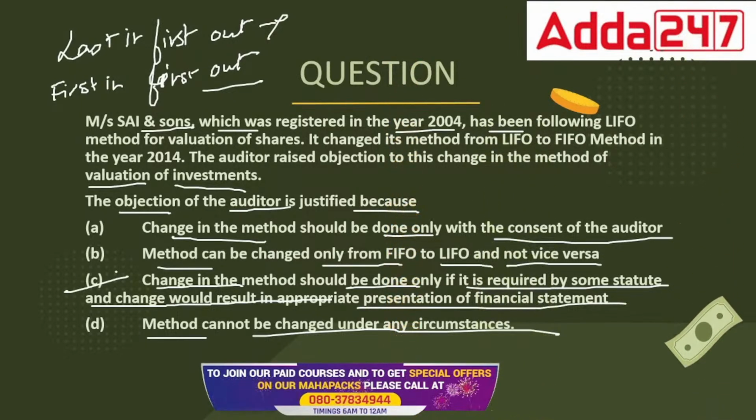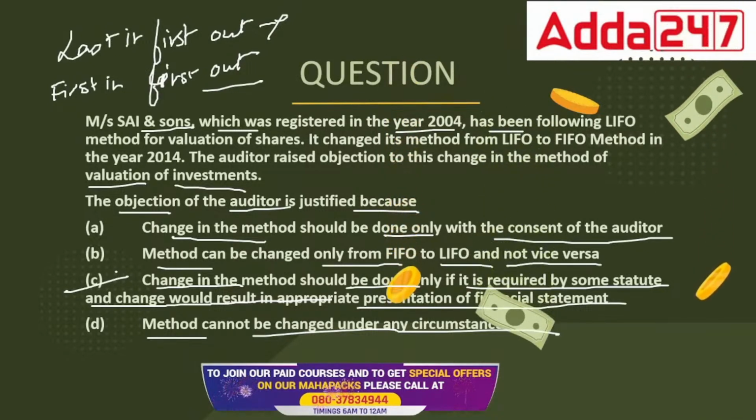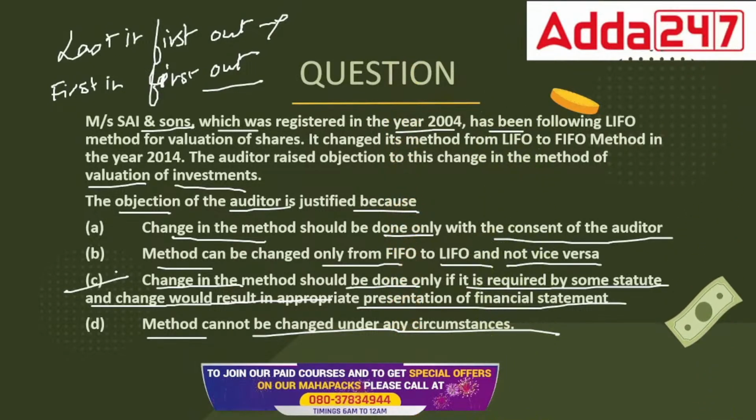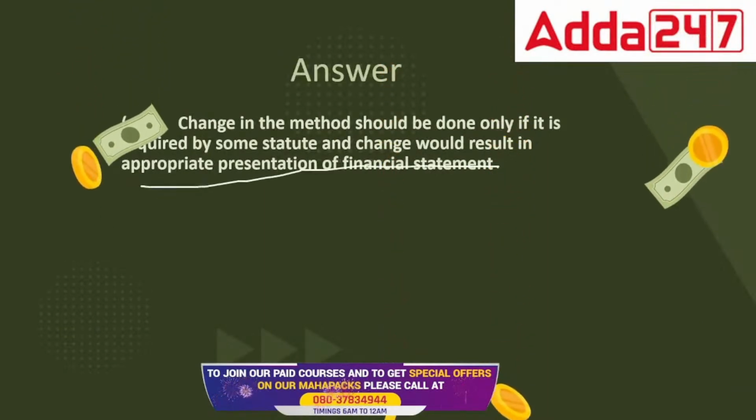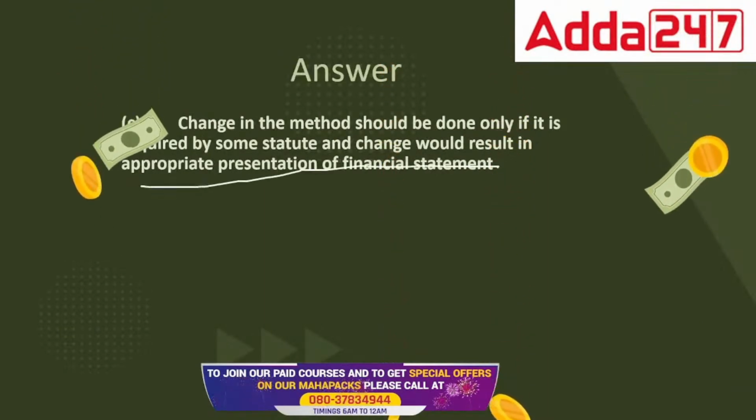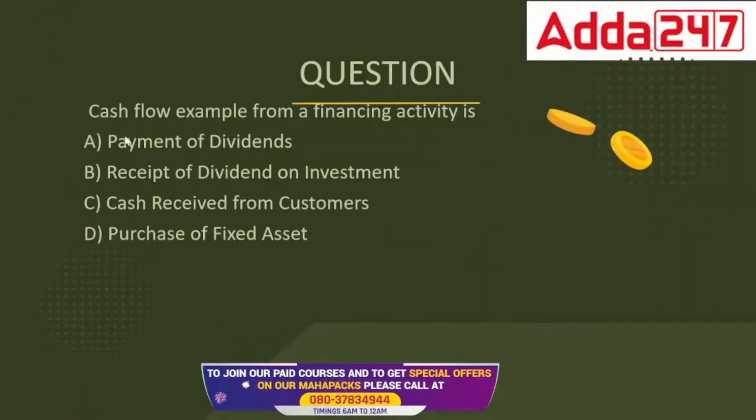ठीक है ना? The methods which are duly acceptable. So in this case, it is C. If the law states that it is for a better presentation, then you should go for it. There is no harm in doing the change. Such changes, which are required to make the classification better, to show it in a better way, you should do that. That is allowed. Consistency doesn't mean that you cannot make changes. It means if you have changed once, the next change should not be made very frequently. ठीक है ना? Next point, cash flow.